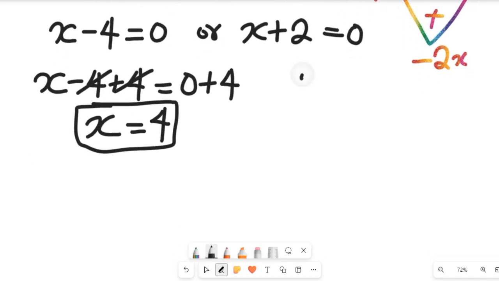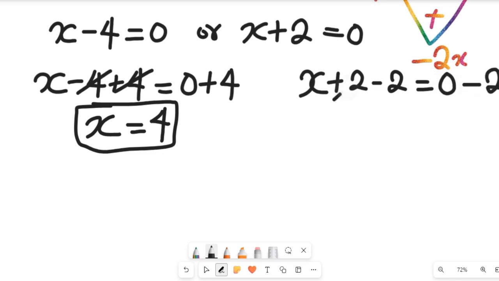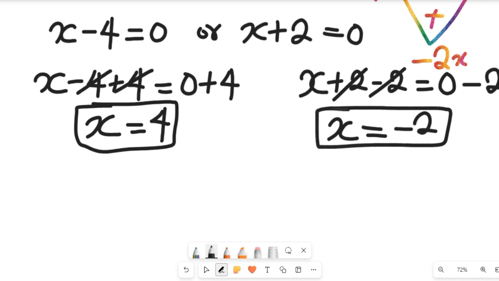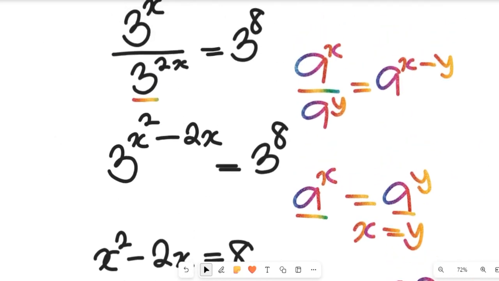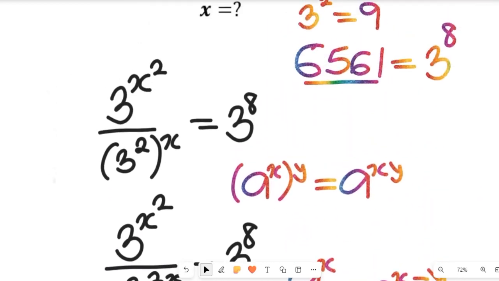While on this other side, we can simply subtract 2 from both sides. So we'll have x plus 2 minus 2 equal to 0 minus 2, right? Minus 2 will clear this, and then we'll have x equal to negative 2. So x equal to negative 2 is another solution. Now, these are the two solutions that satisfy the expression we were given.